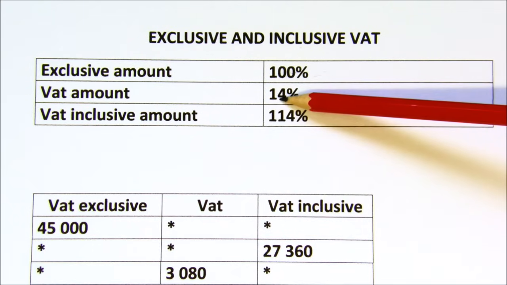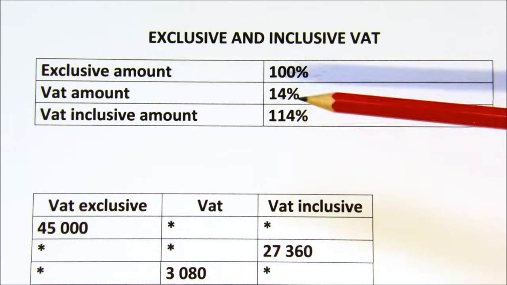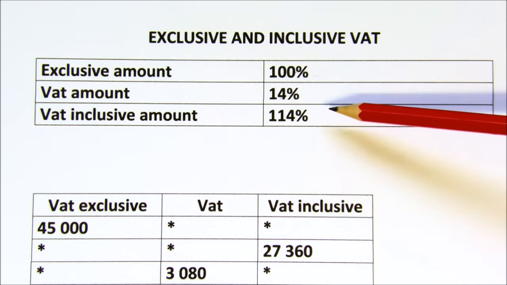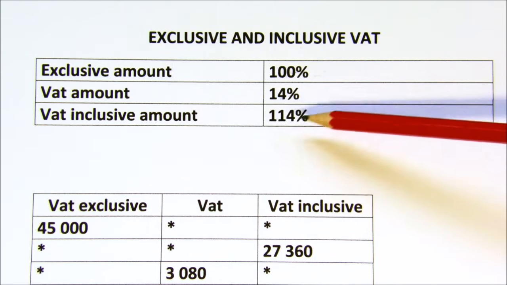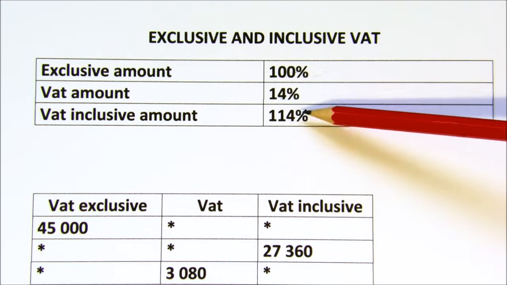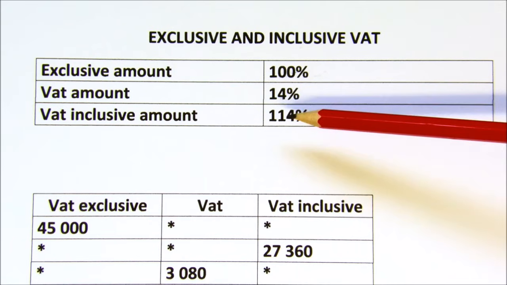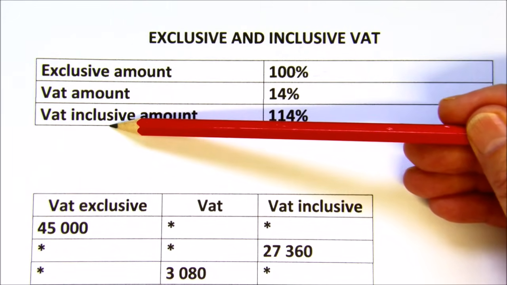On top of that 100%, they're adding on 14% VAT at the moment. And so our inclusive amount, the price that you and I will see when we go into the shop, will be the inclusive amount. In other words, 114%. Now you need to read very carefully whether they're giving you the exclusive or the inclusive amount.